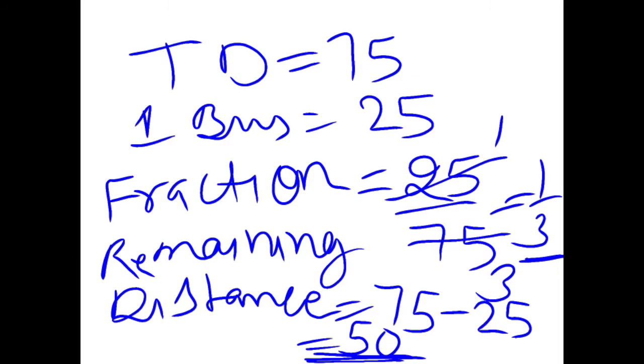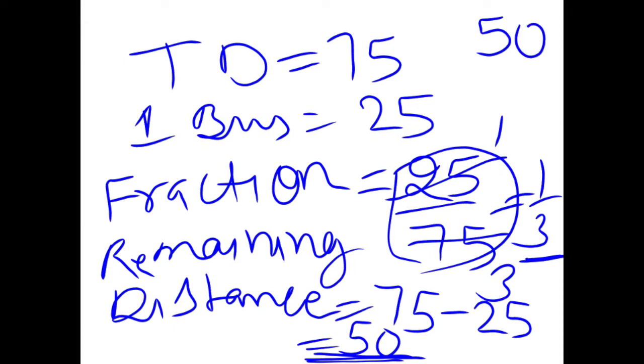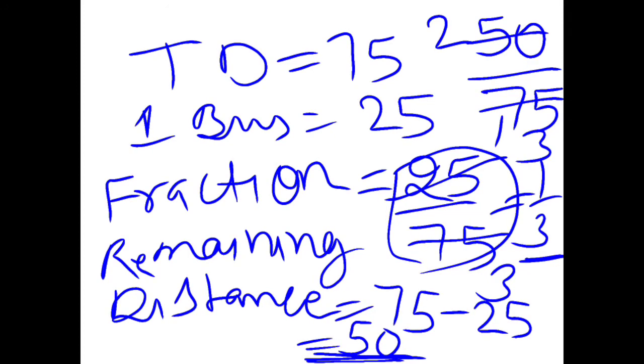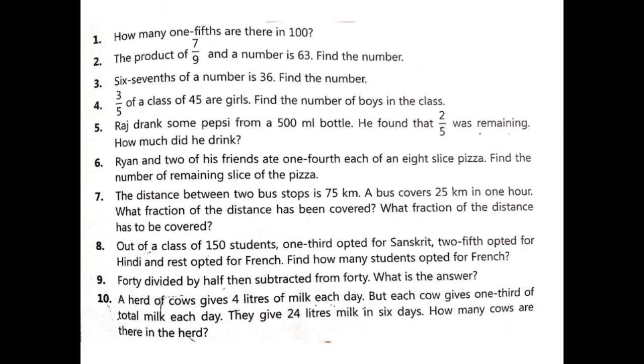The same way you are going to apply. Total is 75 and what is left is 50. So you cut with 25: 25 twos are 50, 25 threes are 75. So the amount becomes 2 upon 3. That is the answer. Okay. So you have to give two answers: 1 upon 3 is the fractional part covered, and what has to be covered is 2 upon 3. Okay, clear? Now question number 8, read the statement.